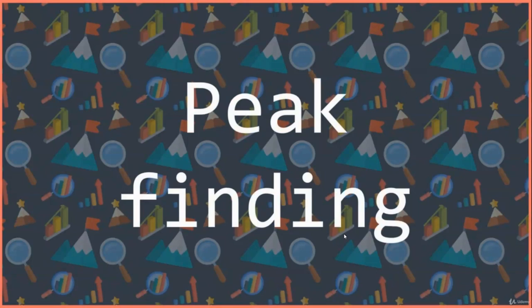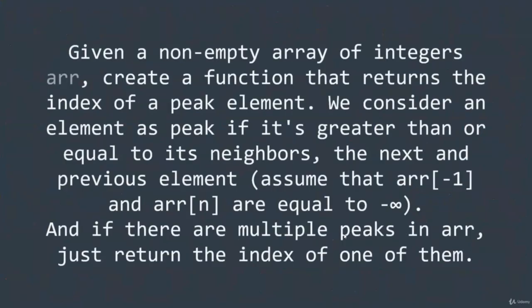Welcome to this new video where we'll analyze two solutions to the peak finding problem. What does the problem say? The problem says, given a non-empty array of integers r, create a function that returns the index of a peak element. We consider an element as peak if it's greater than or equal to its neighbors, the next and previous element. Assume that r of -1 and r of n are equal to -infinity, and if there are multiple peaks in r, just return the index of one of them.